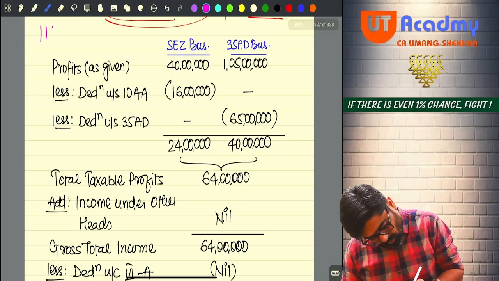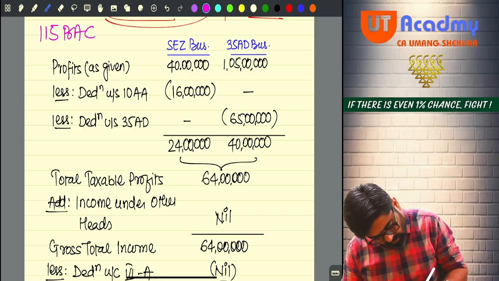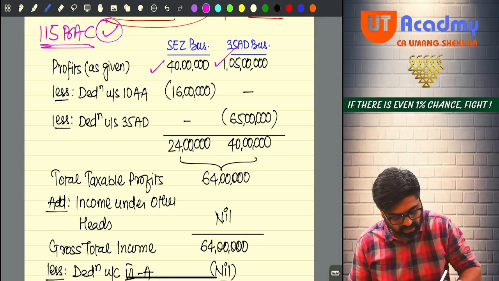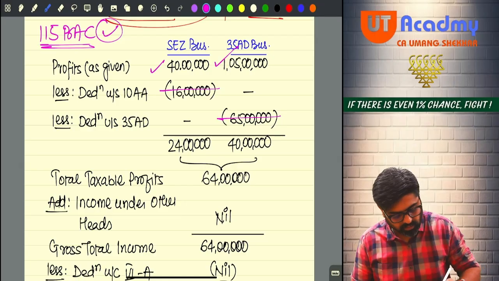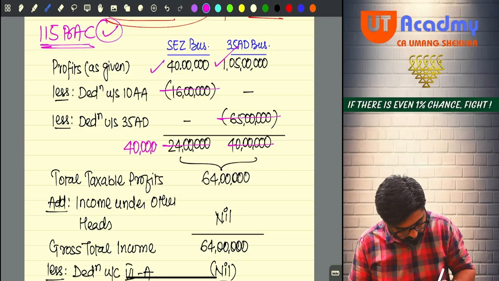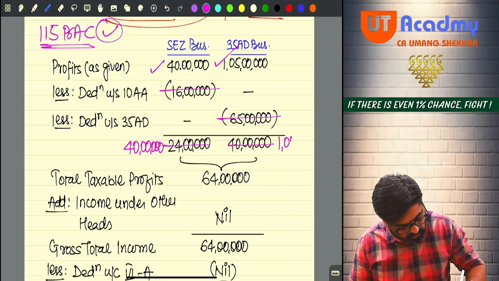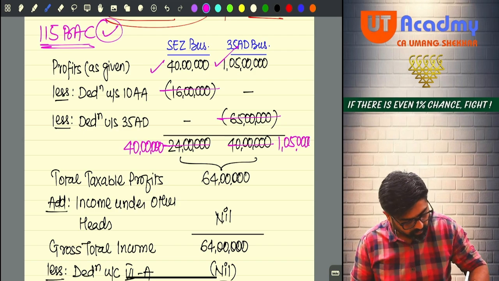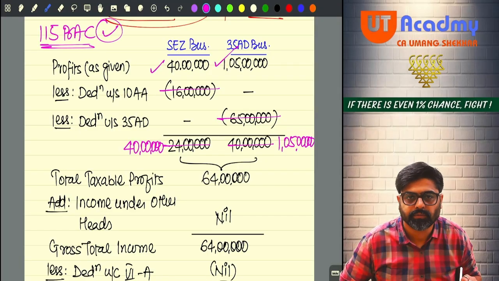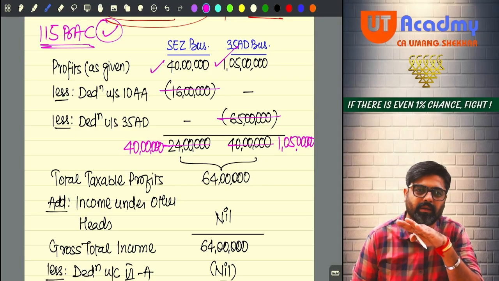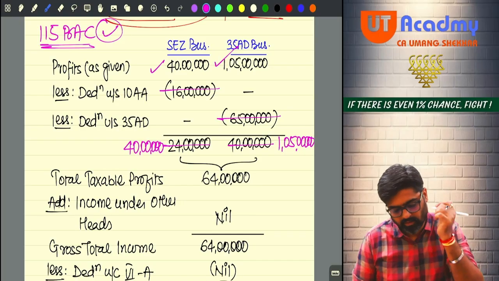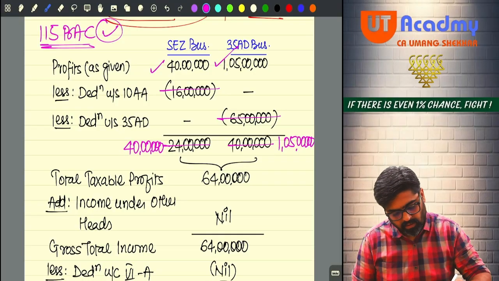If I follow 115BAC, now this will remain same, this will remain same. Will I get 16 lakhs? No. Will I get 65 lakhs? No. So can I say my profit here will become 40 and profit here will become 1 crore 5 lakhs only? Yes, sir. 40 and 1 crore 5 lakhs. I'm not going to get any deduction under 35D. I'm not going to get any deduction under 10AA. So my profit in that case will be 40 and 1 crore 5 lakhs.